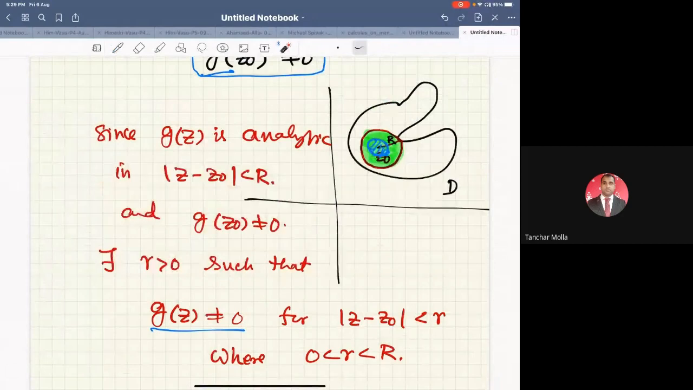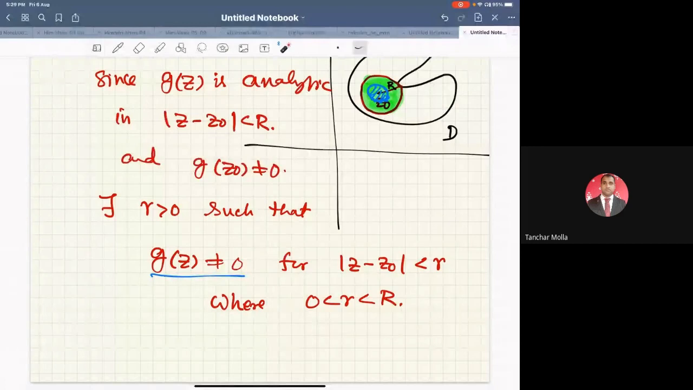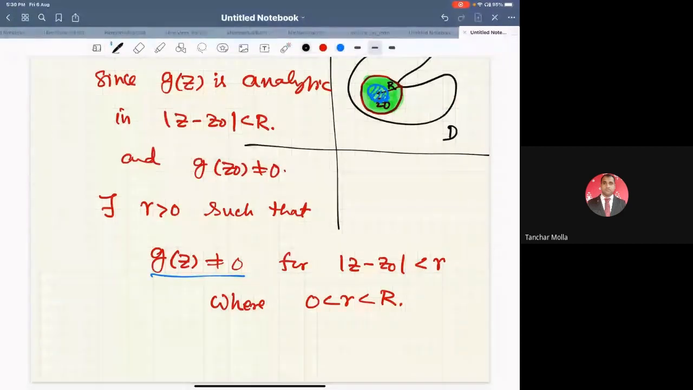But what is our z naught? Our z naught is the limit point of our capital Z, the set of all zeros of f. Let me say.